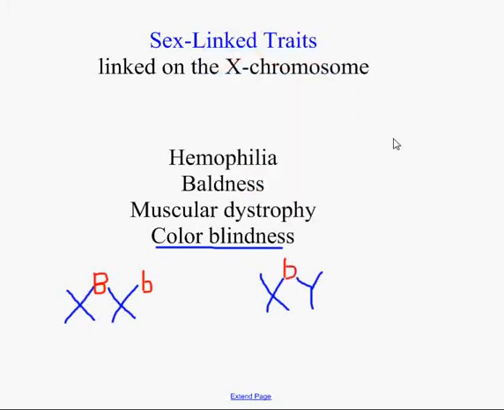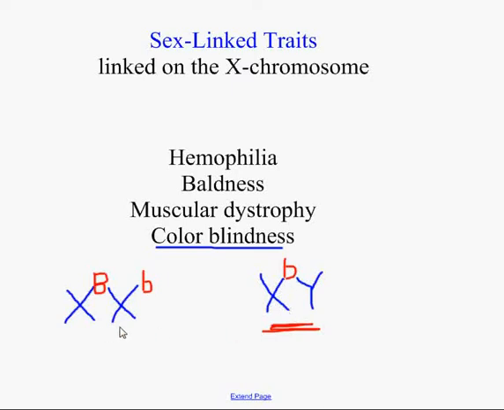Unfortunately, in my case, one of the traits is baldness. And we'll talk in a moment about why baldness is actually passed down from your grandmother. Another one is muscular dystrophy, which is a weakening of the muscle tissue. And another one which has come up is color blindness. Now, all of these traits are typically found in men, and there's a reason why that is.